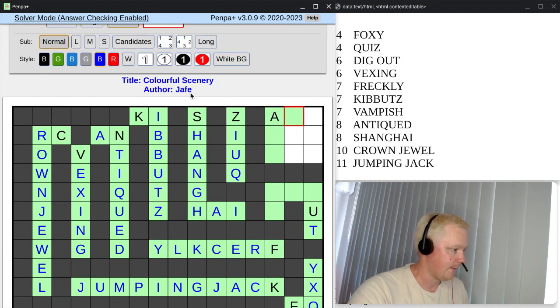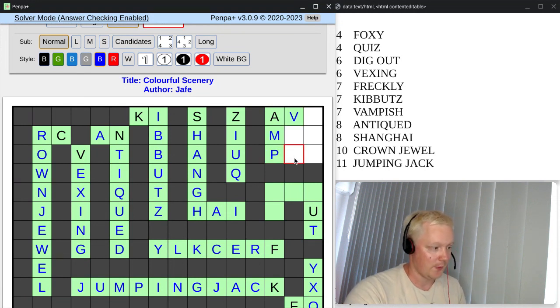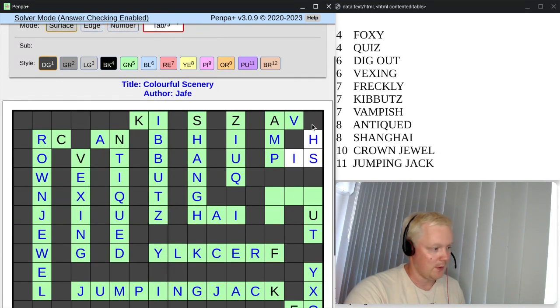Where's my letter tool here? V. This has to be the V of Vampish. M, P, and now this has to be the I, and now where does the S go? If it goes here, we have shaded cells here that are stranded, and an even clearer way of seeing it is the H would go here, and then these are stranded. So no way to fill the word Vampish once we put dig out this way.